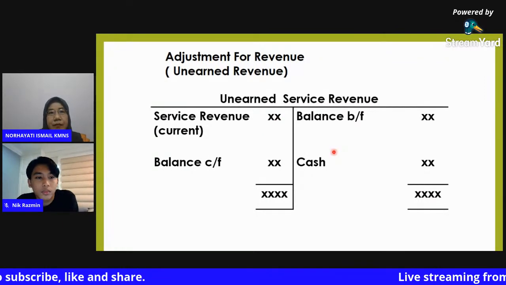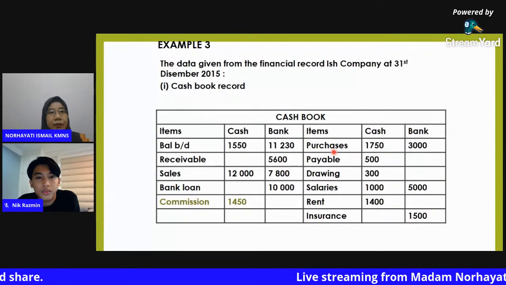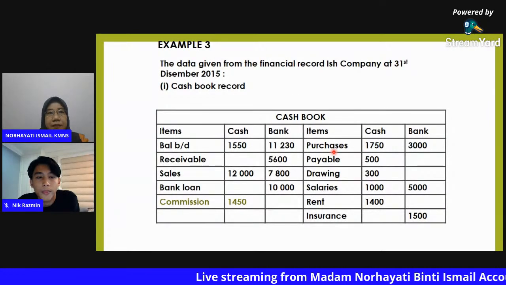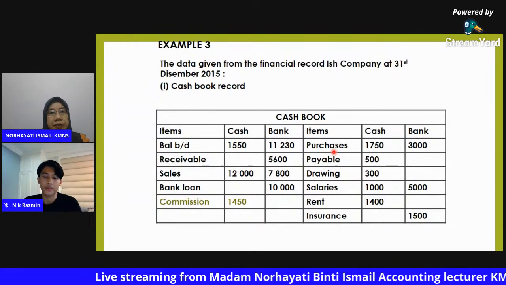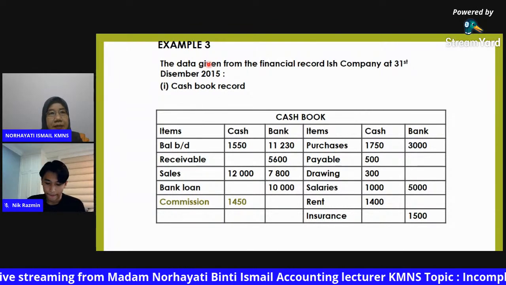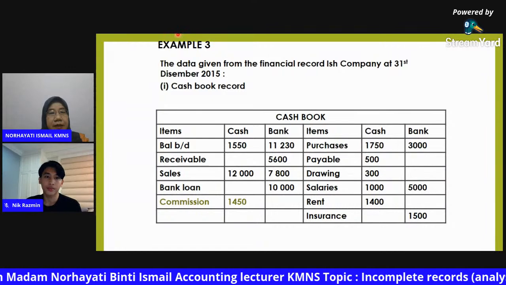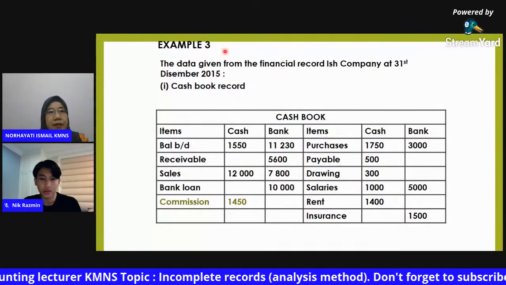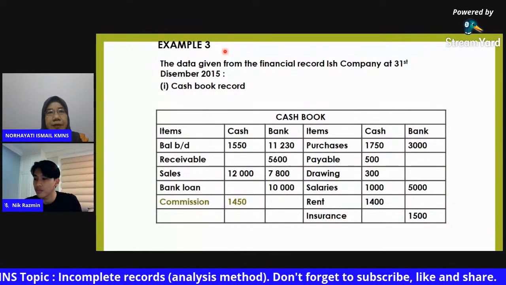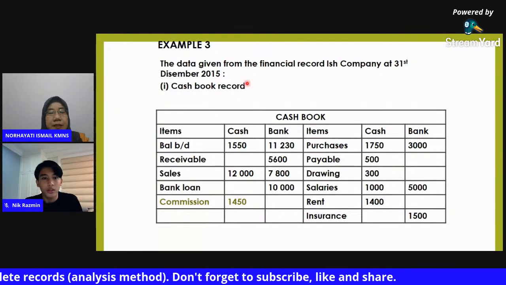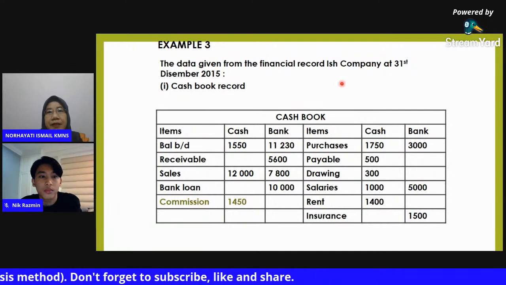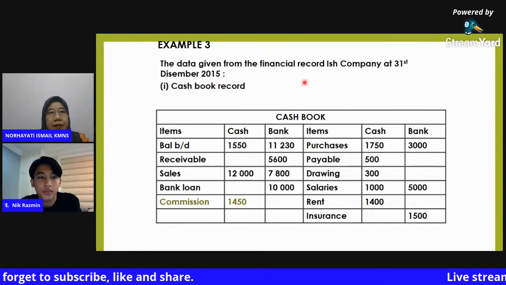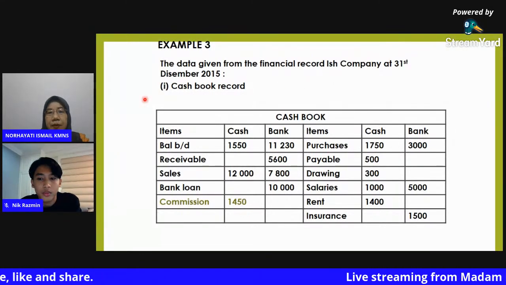Okay? Now we want to start with the question. This one we continue from comparison. This is example 3. Example 1 and 2 just now were account receivable and account payable. Now, normally, the company will give you first one, cash book record.